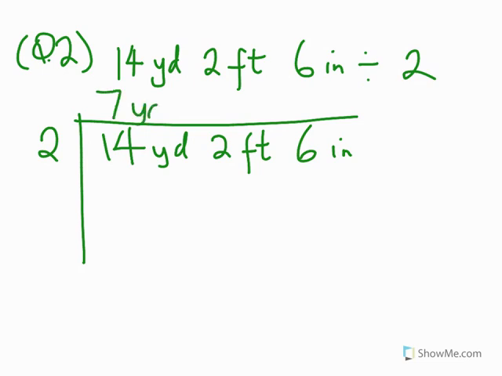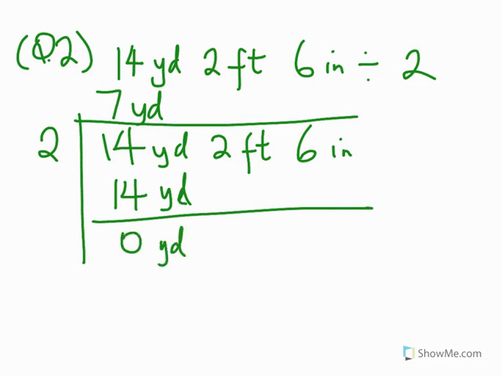That gives us what? 7 yards. 7 times 2 is 14 yards. And here we are left with 0 yards. Then we bring down 2 feet. 2 divided 2 feet is 1 foot. I'm sorry, 1 foot. So 1 foot times 2 is 2 feet.